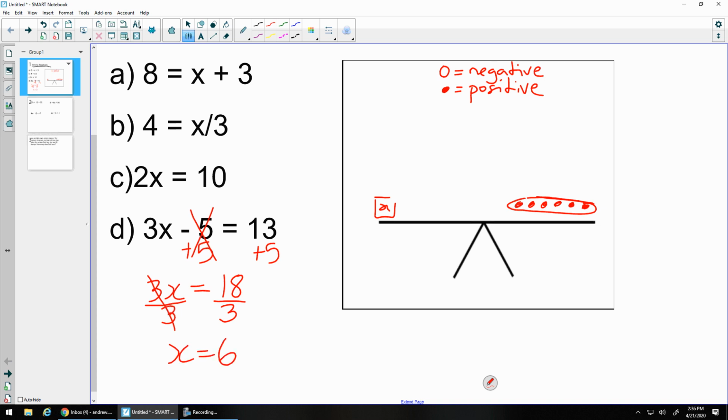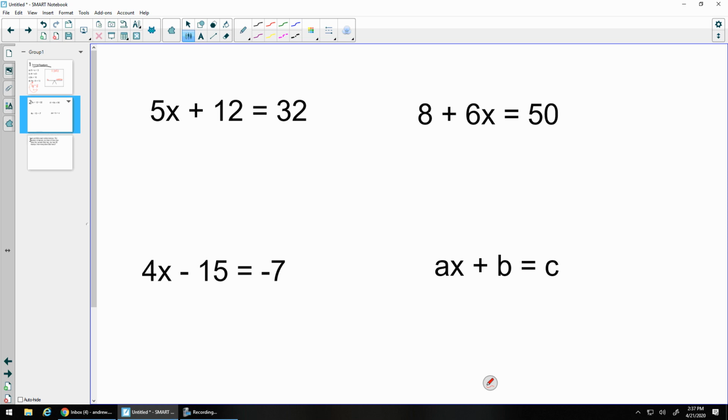So now I can plug that back into my equation. I imagine putting this 6 back in place of x. Now I follow order of operations. So I'd have 3 times 6 is 18, minus 5 is equal to 13. So when I put 6 in there, my equation's right. Okay, so that's just a quick review of using that teeter-totter.